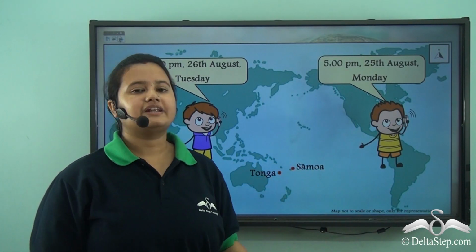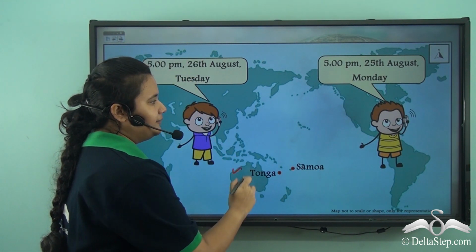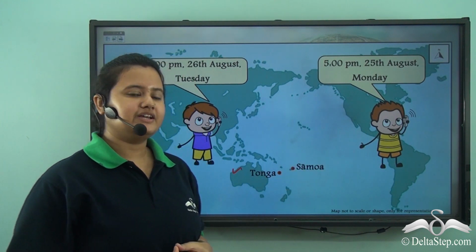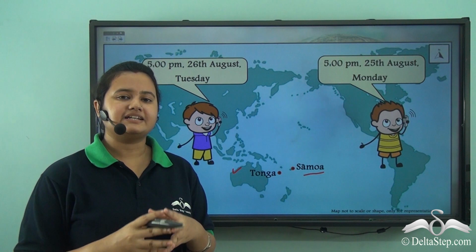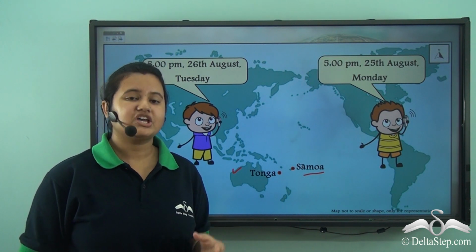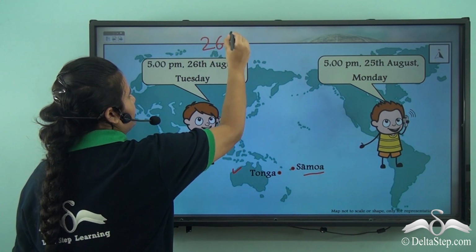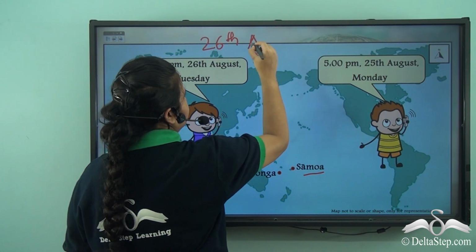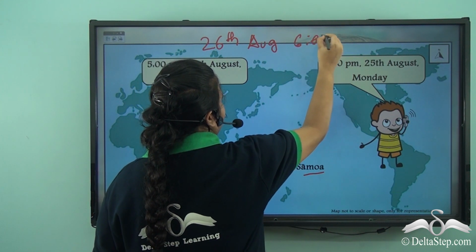George and Donald are best friends. George lives in Tonga, whereas Donald lives in Samoa. Now, both these friends are discussing a cricket match that is to be forecasted on 26th August at 6 p.m.